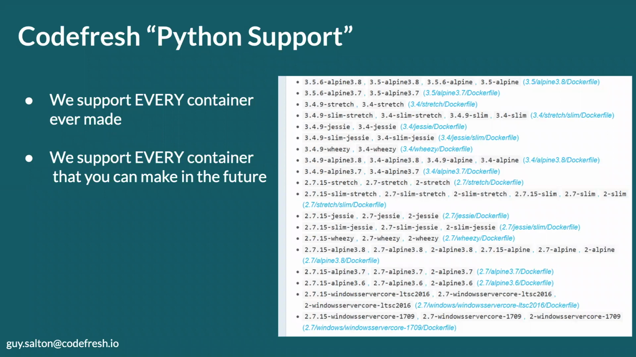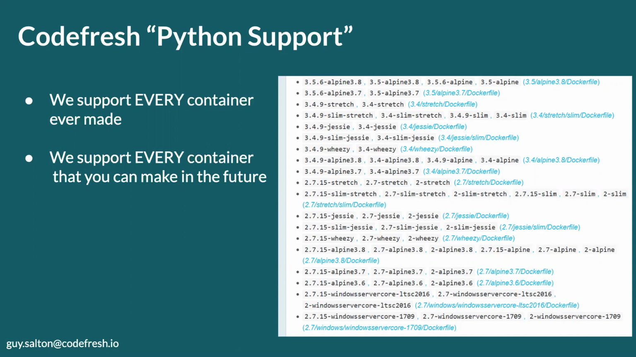And if you think about Codefresh's Python support, like what versions of Python do we support? So we support every container ever made. And on the right, you see an example from Docker Hub with all the different Docker images for every single Python version. And you see that all of these Docker images are already available, and we support obviously all of them, but we also support every Docker image that you can make in the future.